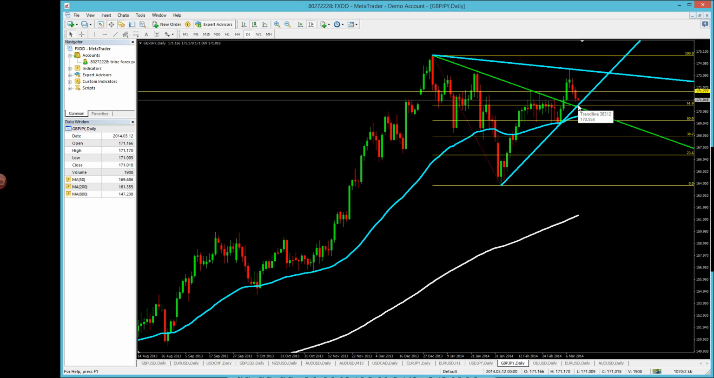I would look for a stop loss below the 61.8, which is going to be our area of support. Okay, and that is the pound yen.